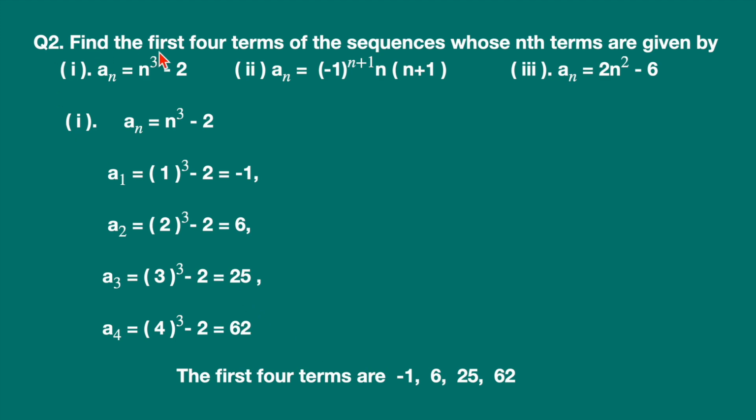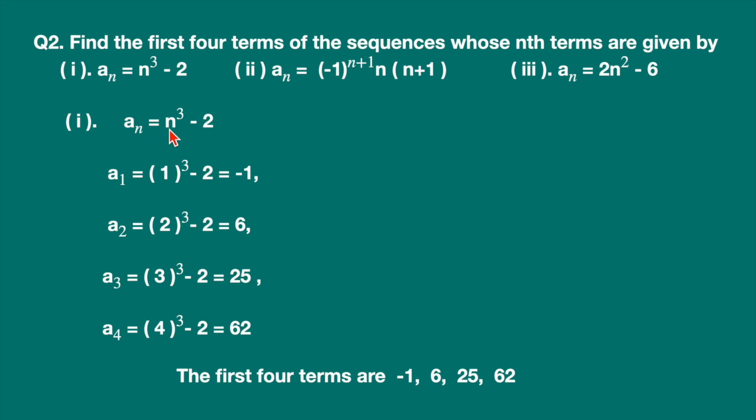Question 2. Find the first 4 terms of the sequences whose nth terms are given. So they have given us the general formula. an is equal to n cube minus 2. Now we are going to find the first 4 terms. Very simple this is. Just put n is equal to 1. Substitute, simplify, you will get minus 1. That will be the first term.